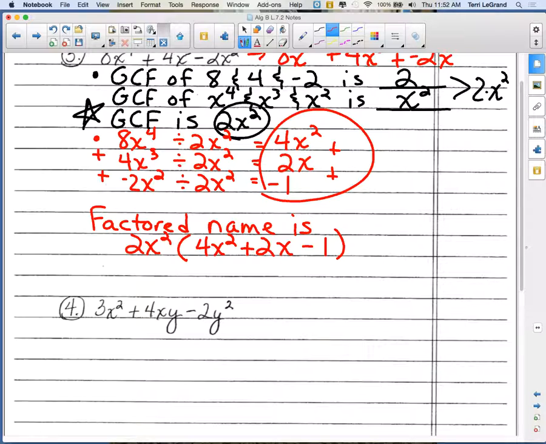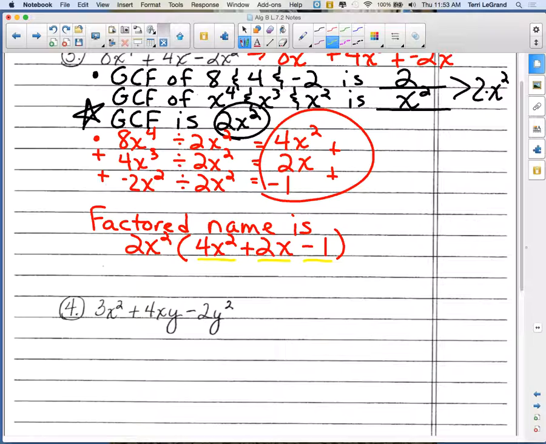Are we done? No. We have to make sure we can't divide anything else out of that factor that's in parentheses. So we look at all three of those terms, the 4x squared, the 2x, and the negative 1, and we ask: is there anything else that could be divided out of all three of those?